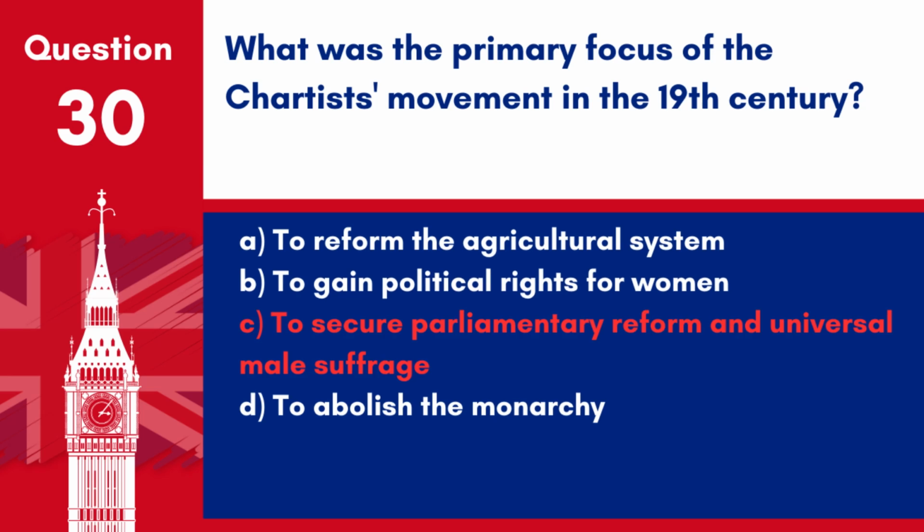Answer C. To secure parliamentary reform and universal male suffrage. The Chartists' movement focused on securing parliamentary reform and universal male suffrage.